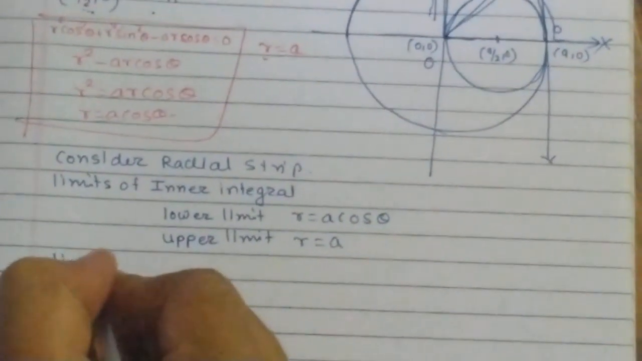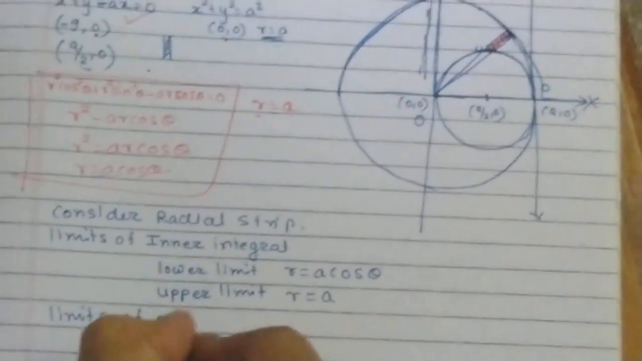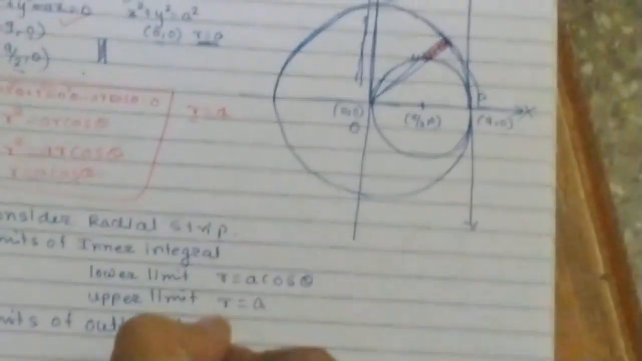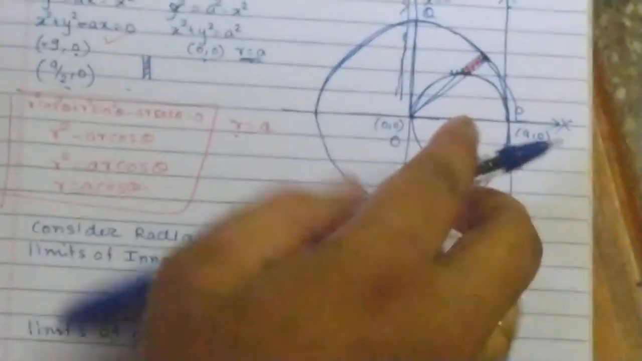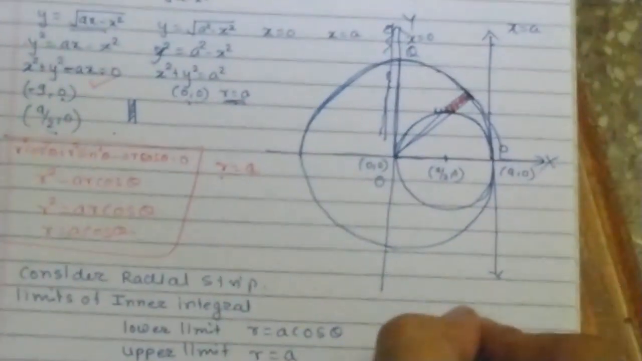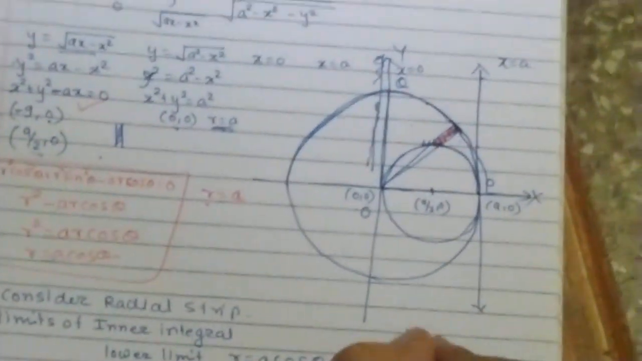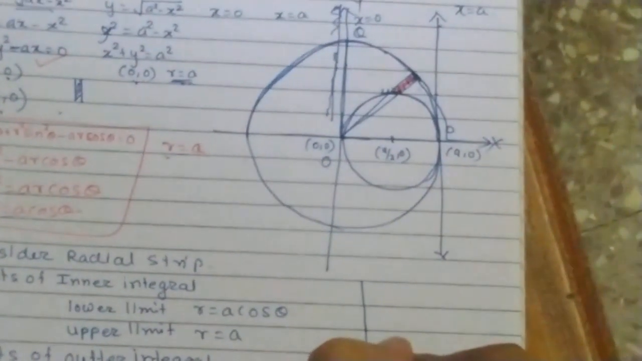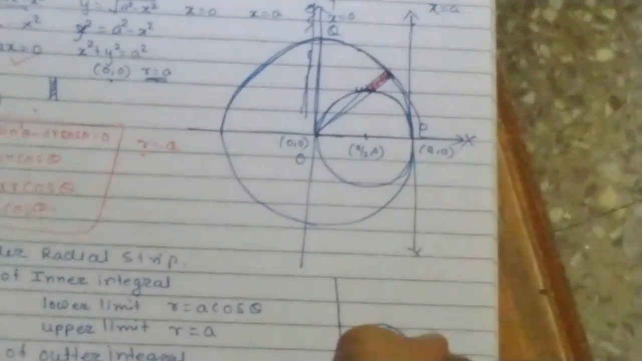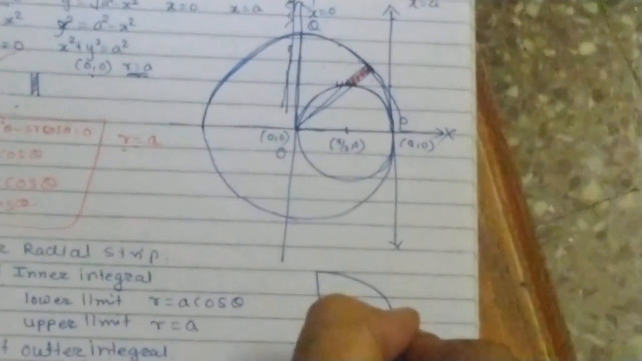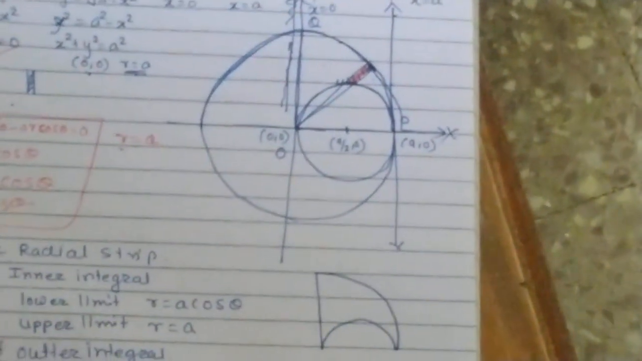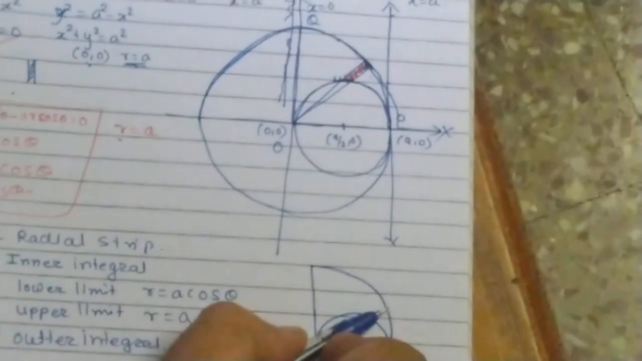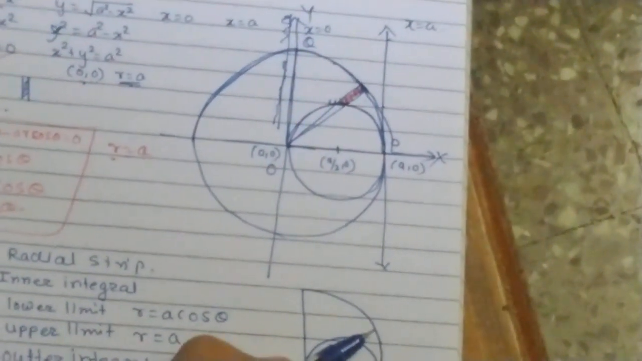Next, limits of outer integral. Now to cover this region, I just draw this region here again to understand very well what situation you have. Now you are going to move your strip in this way. The end of the strip is fixed here.